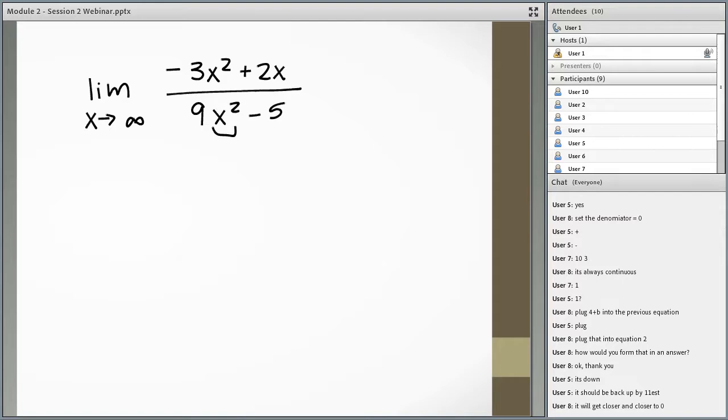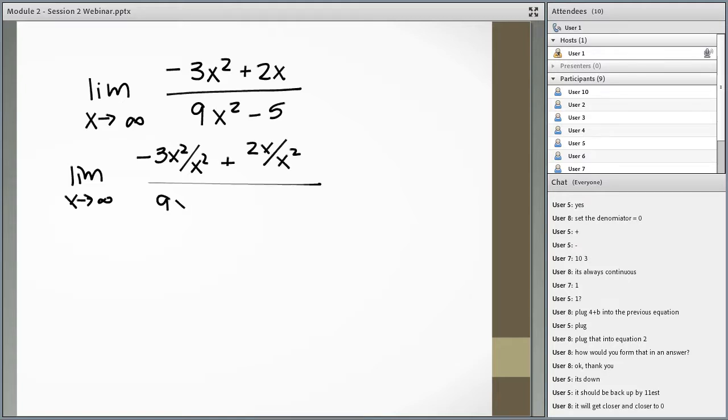So let me divide each term by the largest value in the denominator, which is x squared. So I have the limit as x approaches infinity. That's still here. We haven't dealt with the limit yet. So I have negative 3x squared over x squared. So I just divided each term. Plus 2x over x squared. Over 9x squared over x squared. Minus 5 over x squared.